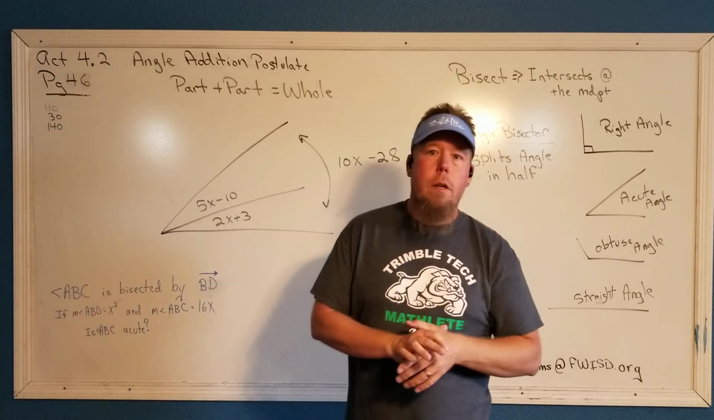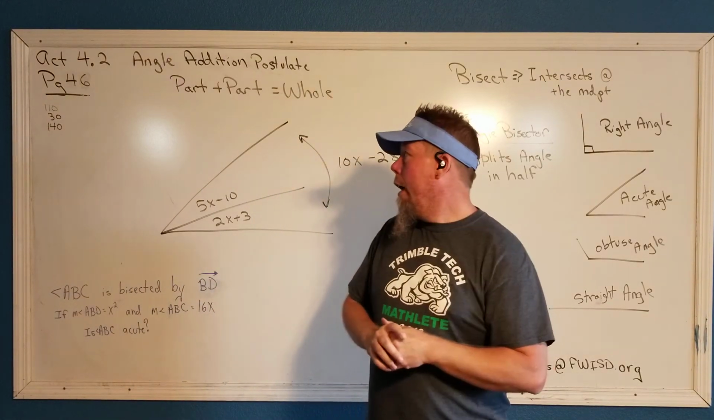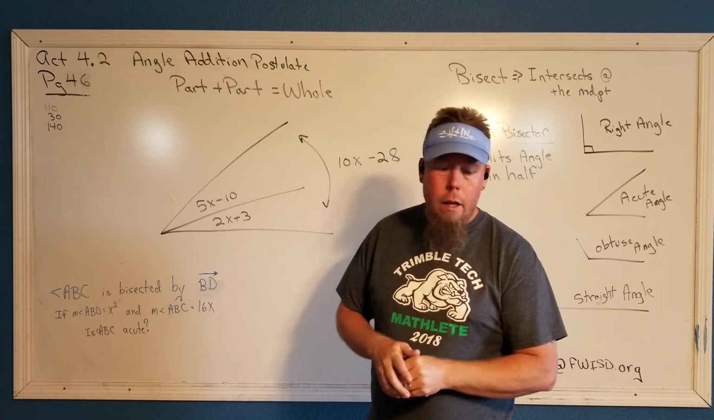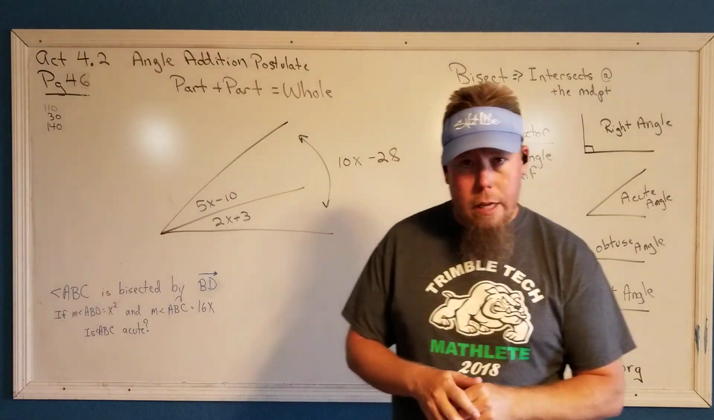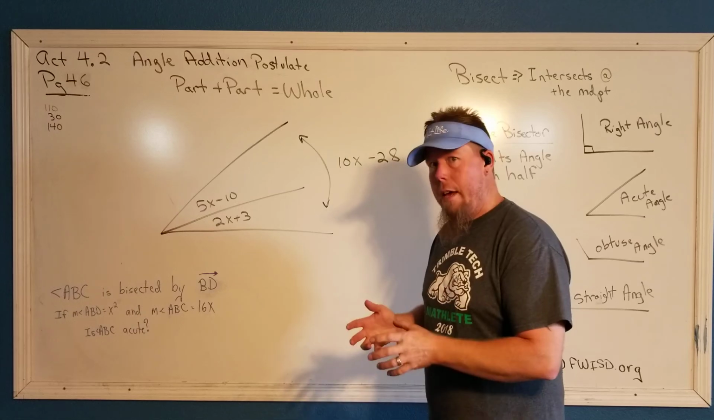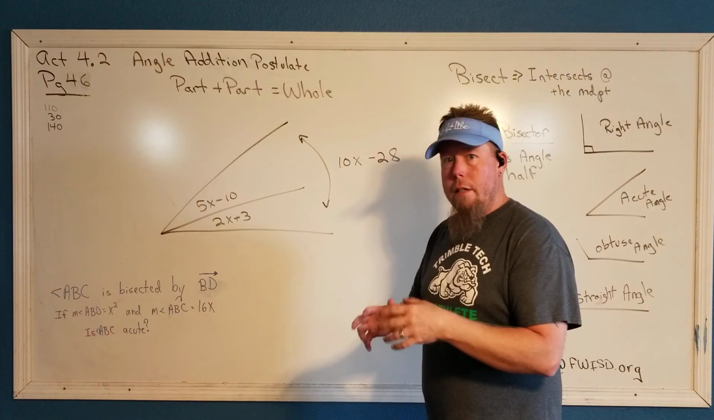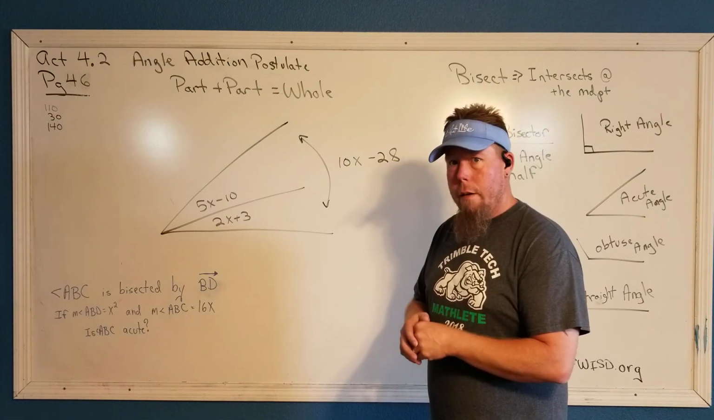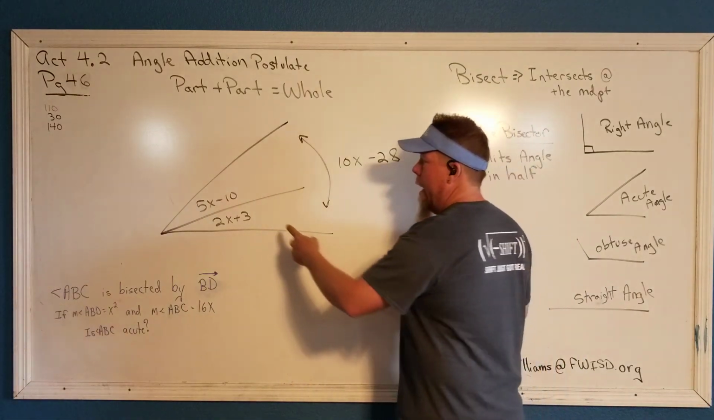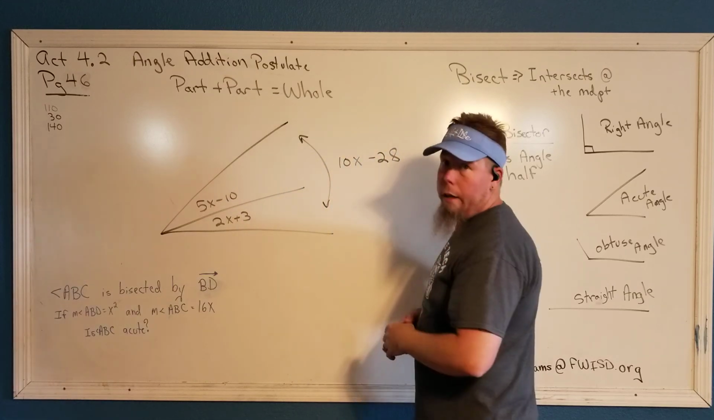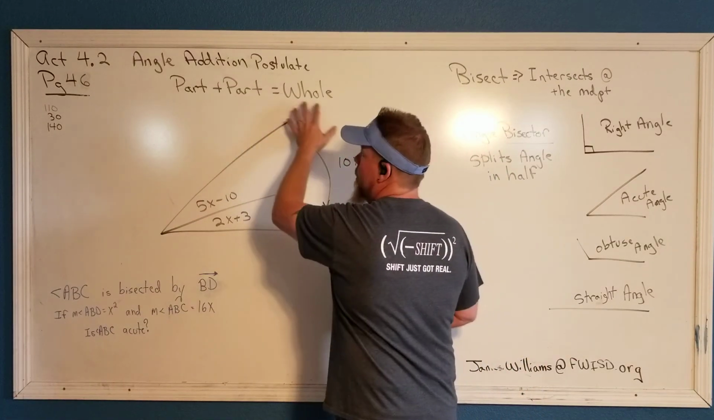Welcome back, guys. We're going to be on page 46 now, and what we're going to be looking at is the angle addition postulate itself. What the angle addition postulate says basically is that the two parts that make up one bigger angle are going to add up together to equal the measurement of the bigger angle. For example, if I had this angle here plus this angle here, it's going to be equal to this bigger angle out here, and that's what I've written here: part plus part equals whole.